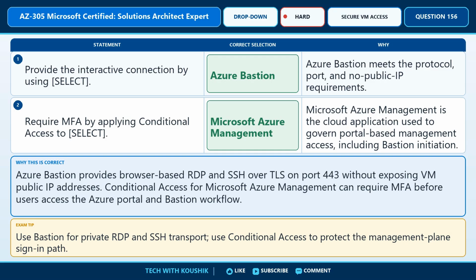Use Bastion for private RDP and SSH transport. Use conditional access to protect the management plane sign-in path.